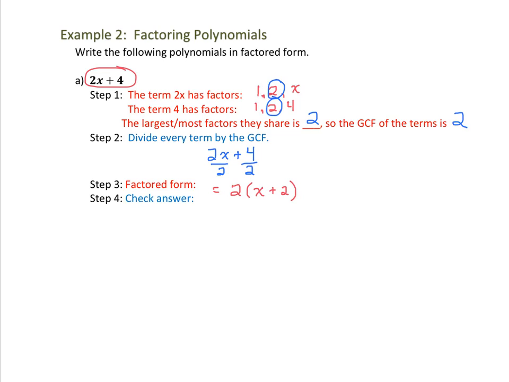This would be the factored form right here. We can always check our answer by multiplying, or doing the reverse of factoring. When you're multiplying, you multiply using the distributive property, so everything outside the brackets gets multiplied by everything inside the brackets. 2 times x is just 2x, and 2 times 2 is 4, so plus 4, which is the same expression that we started with, so we know our factored form must be correct.